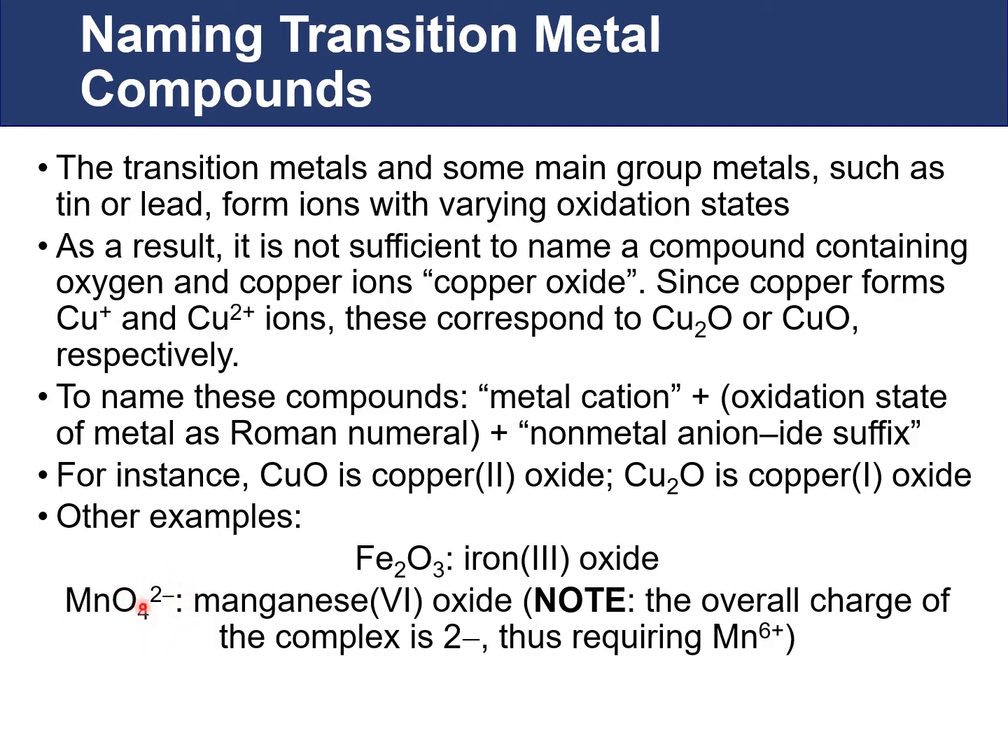Because we have a remaining charge on our compound, that tells us that 2 of those negative charges are not balanced out by the manganese. They are accounted for here. So we have a total of a -8 coming from the oxygen. 2 are accounted for by the charge. The manganese needs to balance out the remaining 6. So this would be manganese 6 oxide. The overall charge on this particular complex is a -2, which means that the manganese has to have a +6 to balance out all the charges coming from the oxygen.